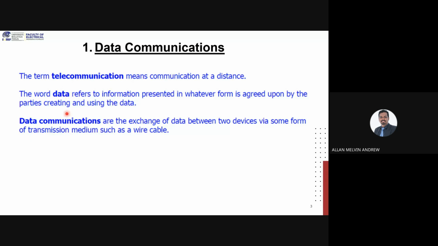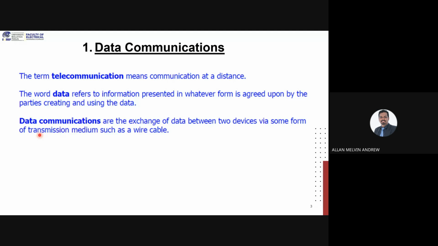Normally, what we understand by data is some information that is very useful for us. But based on what we understand here, it is not only useful information; the sender and receiver must also agree in creating and using the data. When you combine this, we have the term data communications.